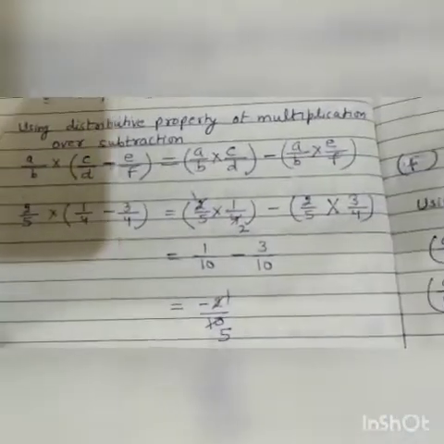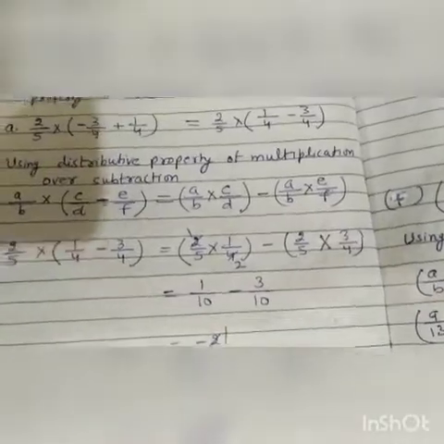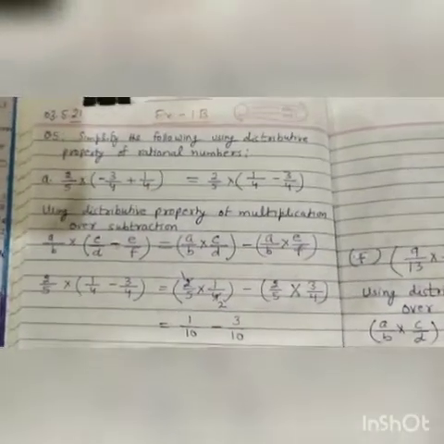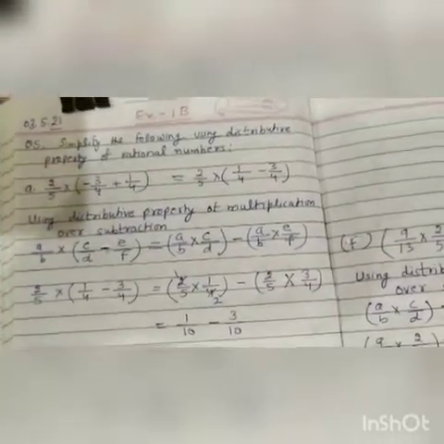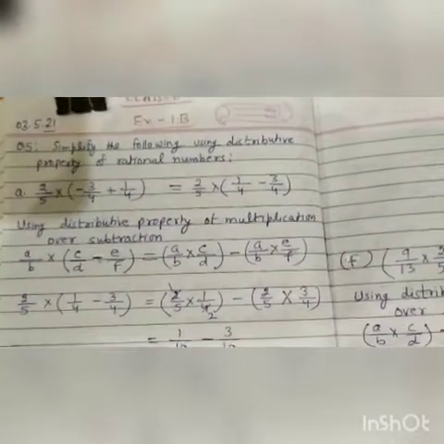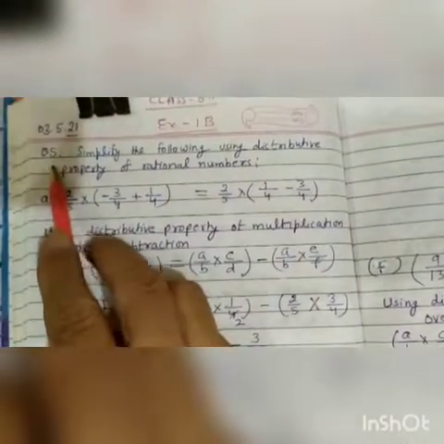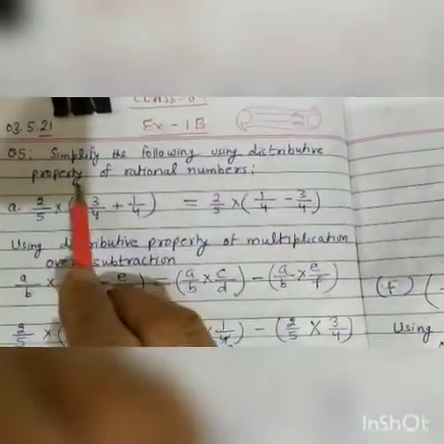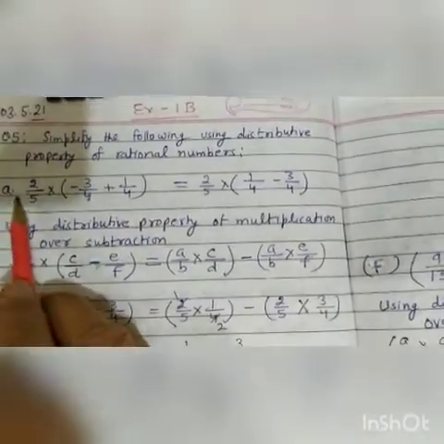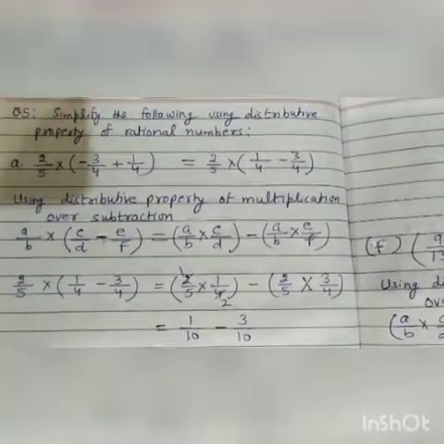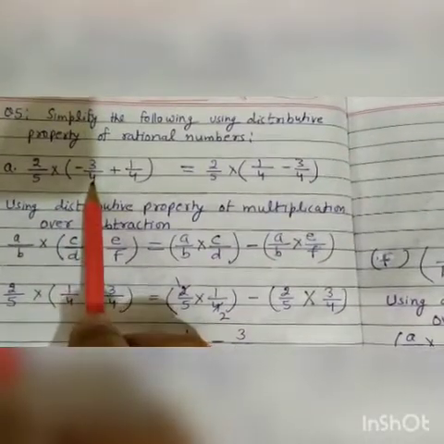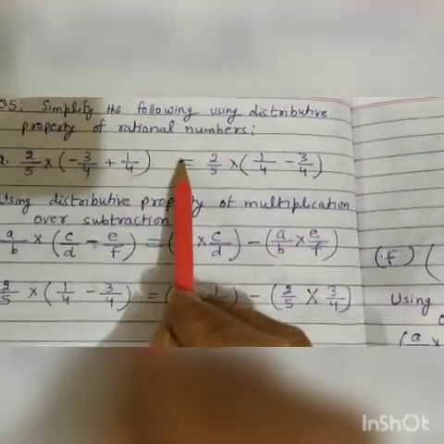So I have copied this question in my register. As I told you, this register works as a blackboard. Nowadays this is our blackboard. So question number 5 is: simplify the following using distributive property of rational number. A part is 2 upon 5 multiplied by minus 3 upon 4 plus 1 upon 4 equal.